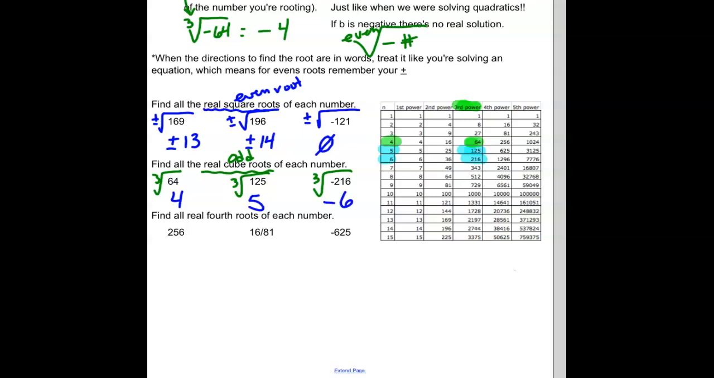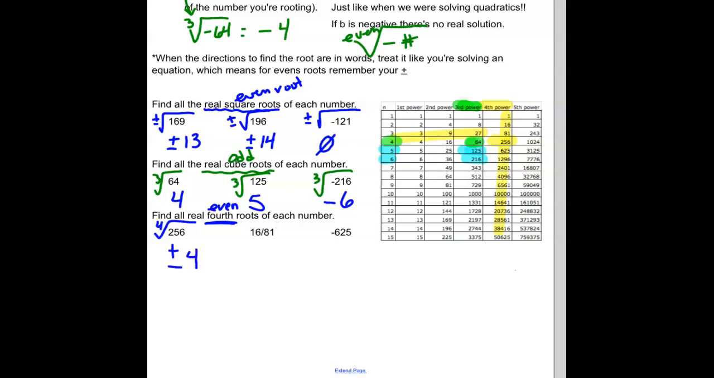Our last section here says to find all the real fourth roots. So now we're looking at our fourth powers. We're going to use this column of numbers. So we're going to find 256. It's right here. We look far to the left and we see that we have a 4 for a root. Now, because we are doing an even root, the number 4 is an even number, we have to include both the plus and the minus. So we take the fourth root of that, we get positive and negative 4 for an answer.